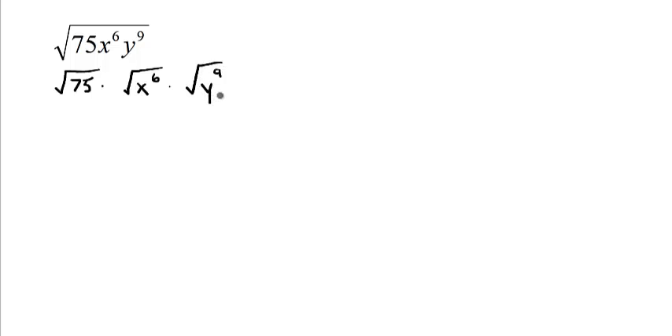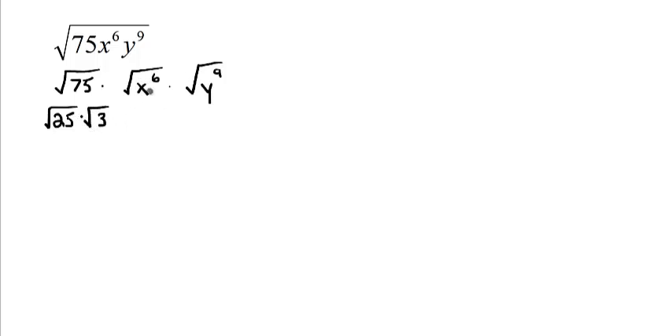Okay. Now let's deal with this one first. The square root of 75, we ask ourselves, is there a perfect square that divides into 75? And there is. That's going to be 25. So we write the square root of 25, and then what times 25 will give us 75? And that's going to be 3. So we write the square root of 3 down.